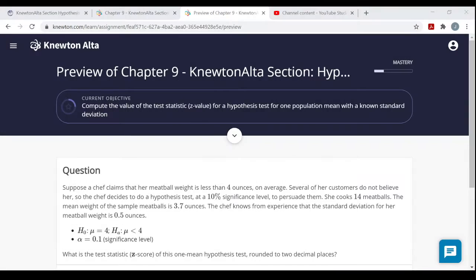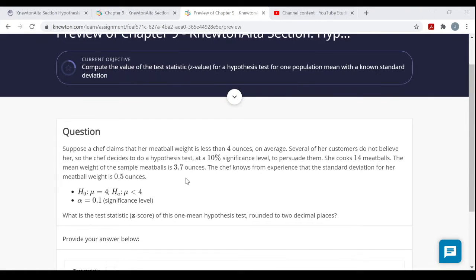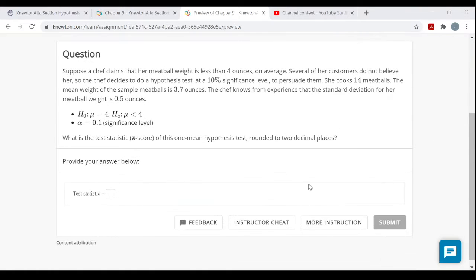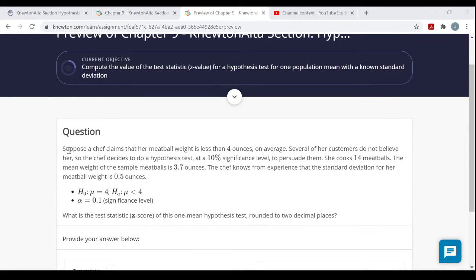This goes through another problem related to that objective in your Newton Alta homework. And here it is. Again, if you're unfamiliar with it or you want to see more, click on More Instruction. Look at their videos, their notes, their examples. Hopefully that helps you.